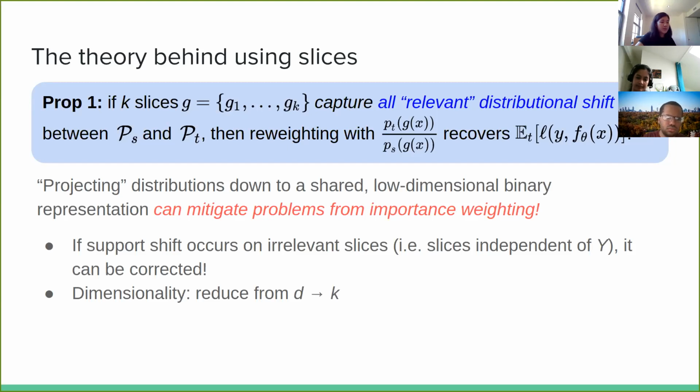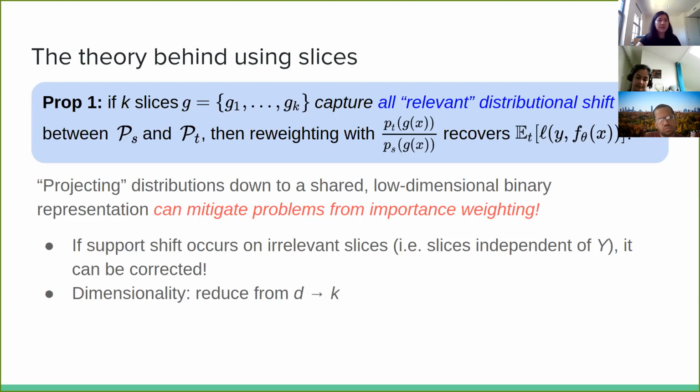So notably, what this means is that components of the feature space that are irrelevant to the task, which means that they're independent of Y, do not play a role in the reweighting. So the construction of slice-based reweighting can basically ignore these irrelevant features, meaning that we can correct for support shift that happens to occur on those features. Furthermore, we can reduce the dimensionality of the problem from being in terms of the feature space's dimension D to the number of slices K, which is something we can control. And this way we are addressing the two major challenges in standard importance weighting.